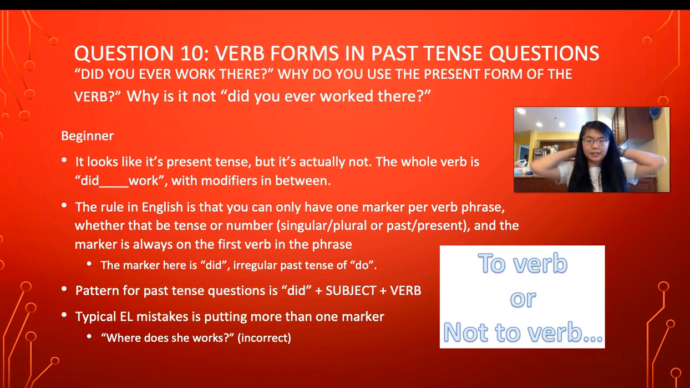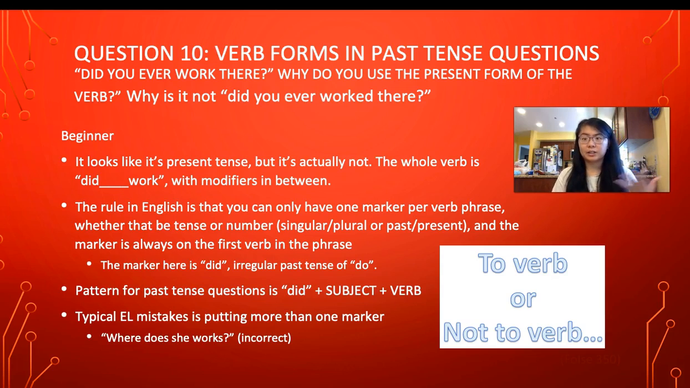The rule in English is that you can only have one tense marker per verb phrase. So did work is the verb phrase. Again, a phrase is just multiple words that are related in meaning. So whether it is the tense or number, like singular, plural, past, or present, the marker is always on the first verb in the phrase in English. So here the first word in the verb phrase is did.